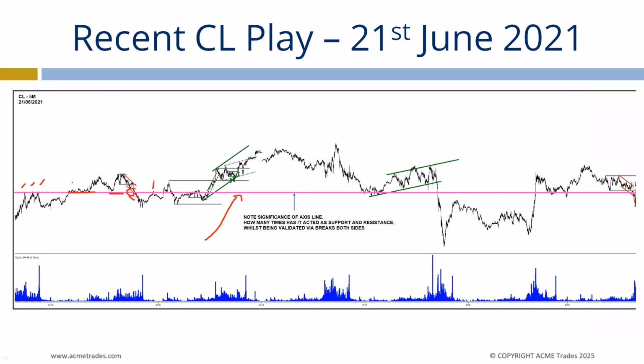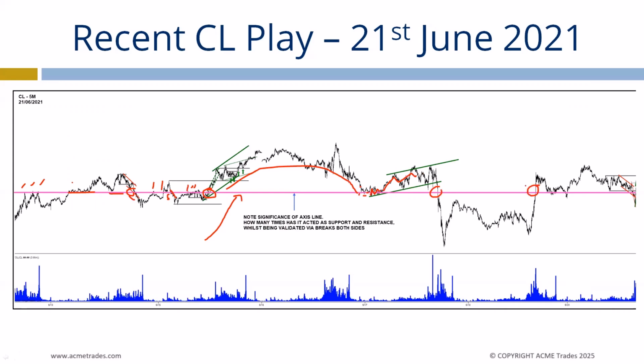We come back: resistance, valid break, support, valid break, resistance, resistance, resistance, valid break. Look at this rounding over action. We come down here, failed spring, we test, we hold, we hold. We churn here before boom, we break through, valid break. We come up, valid break.